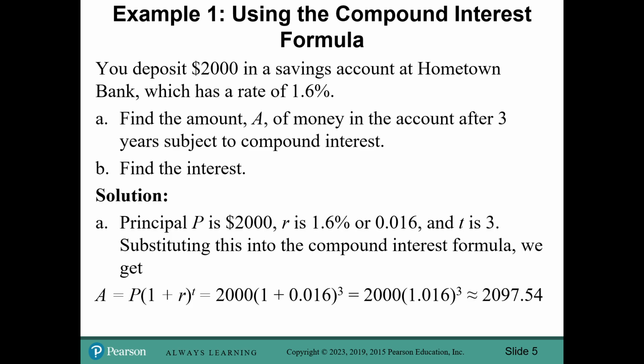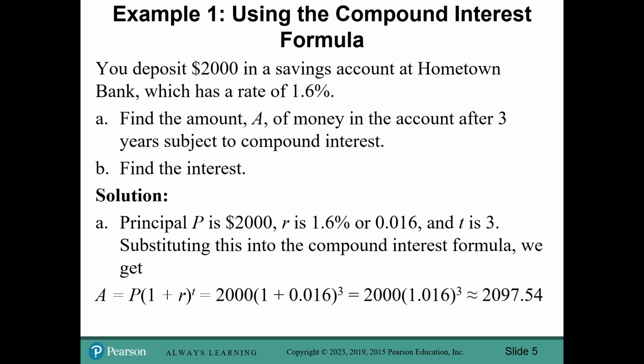So let's look at example 1. You deposit $2,000 in a savings account at Hometown Bank, which has a rate of 1.6%. We want to find A, the amount of money in the account after 3 years subject to compound interest, and B, the interest. Okay, so we're going to find the amount of money at the end of that term and then figure out how much of that final money is the actual interest.